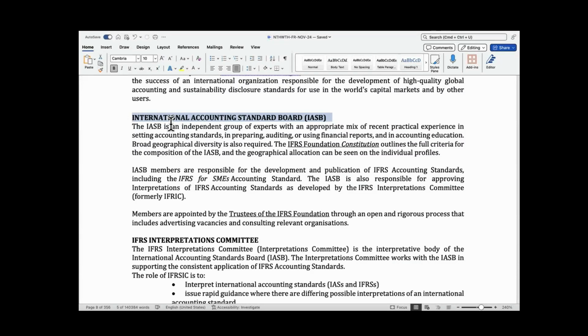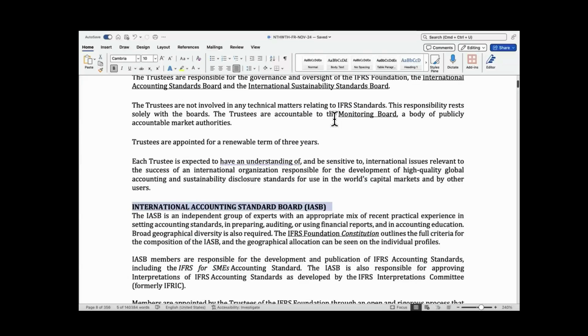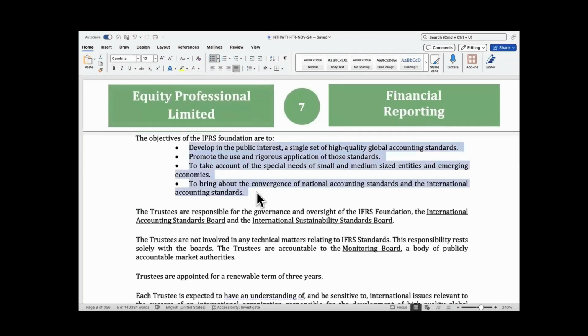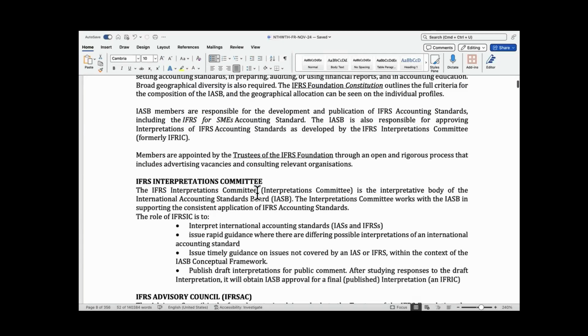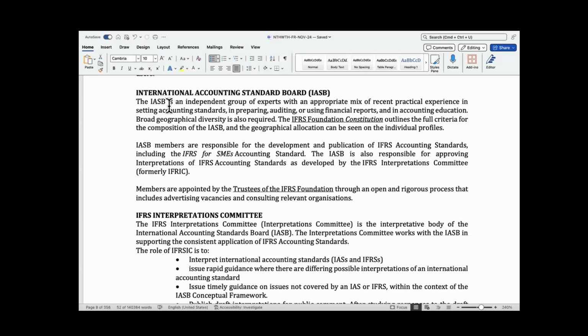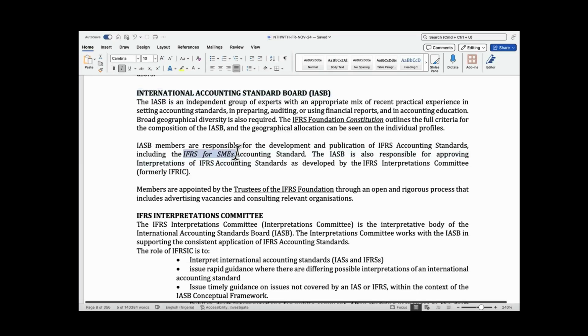So I've seen in an ICAN exam before where they ask you to list the objective of the ISB. The solution is the same thing as the objective of the IFRS Foundation. It's the same thing. So the IFRS Foundation has appointed the ISB to develop IFRS. And there's something we call interpretations on IFRS and also IFRS for SMEs. So the ISB does all of that. And the ISB is the International Accounting Standards Board.